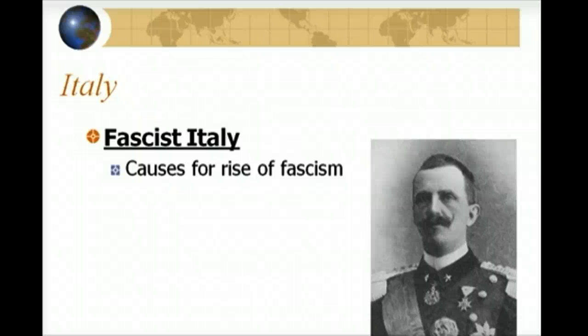All right, fascist Italy: causes for the rise of fascism in Italy. Remember, it just became a nation, and we saw it go straight into some problems. Fascism usually takes advantage of crises. One guy will rise to the surface and say, hey, I can solve all your problems. In Italy's case, it's going to be Mussolini.